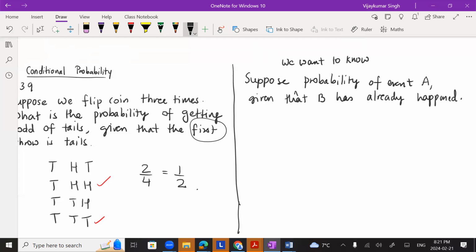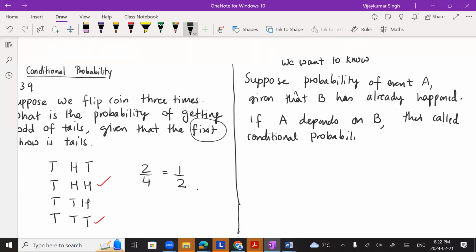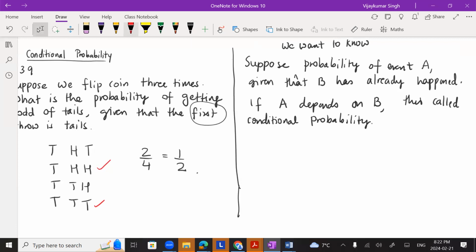Okay. Is that okay? All right. So you're basically saying that given we know that B has already happened. All right. So in that case, if A depends on B, we call this conditional probability. And this is how the definition is, and then we'll try to make a connection with this example.